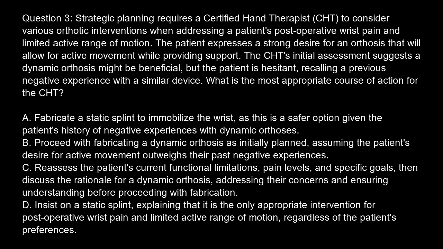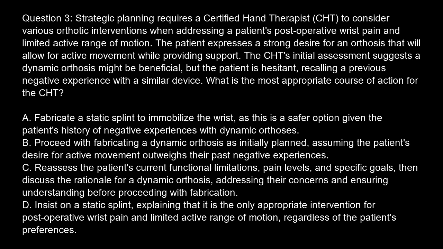What is the most appropriate course of action for the CHT? Option A. Fabricate a static splint to immobilize the wrist, as this is a safer option given the patient's history of negative experiences with dynamic orthoses. Option B. Proceed with fabricating a dynamic orthosis as initially planned, assuming the patient's desire for active movement outweighs their past negative experiences. Option C.